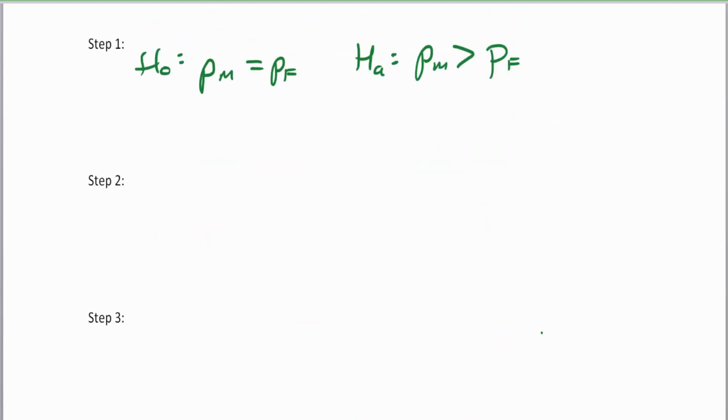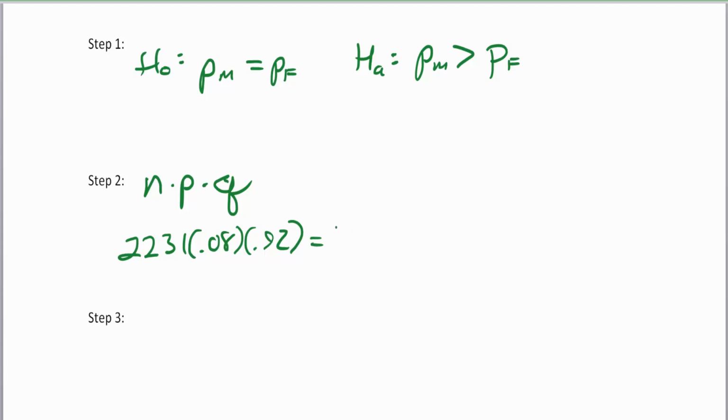Now, step 2, we're going to do our quick test here of n times p times q. Let's do this for our male group, which is the 2,231 times the 0.08 times the 0.92. And this gives us an answer of 164.2, which is definitely greater than 10. So we're good there. Now let's do our n times p times q to see if that's greater than 10 for the other group.